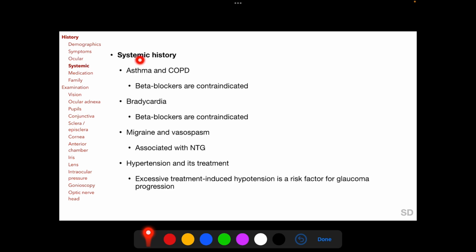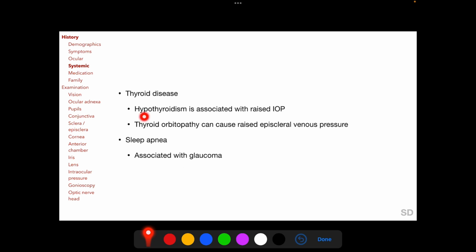Taking a systemic history is important in glaucoma patients. In patients with asthma, COPD and bradycardia, beta blockers as topical ocular hypotensive therapy are relatively contraindicated. Migraine and vasospasm can be associated with normal tension glaucoma, and we have to inquire about hypertension, particularly its treatment, because excessive treatment-induced systemic hypotension is a risk factor for glaucoma progression.